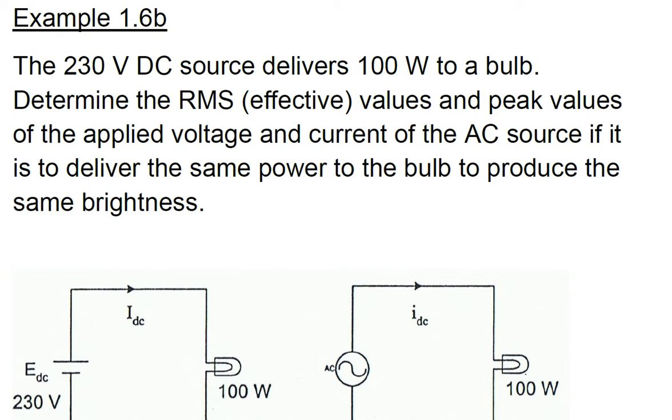In this video, we look at example 1.6b, which is found in your lecture notes. In this example, it reads, the 230 volt DC source delivers 100 watt power to a bulb. Determine the RMS value or the effective values and peak values of the applied voltage and current of the AC source, compared to this one, if it is to deliver the same power to the lamp or to the bulb to produce the same brightness.